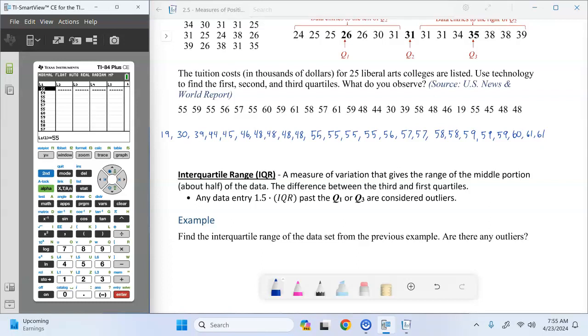How many numbers should we have in our list? 25. So make sure that your last number is 25.